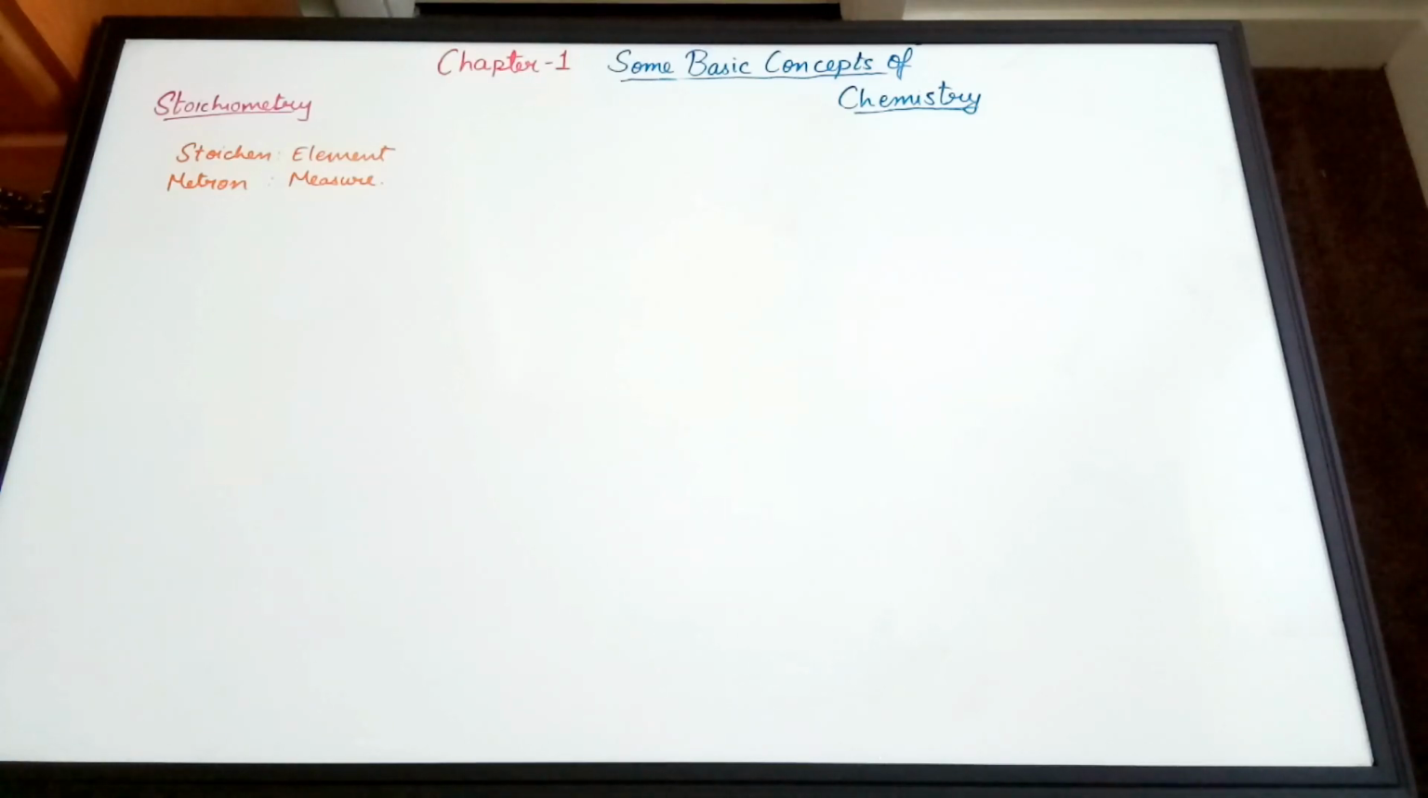Stoichiometry, such a big word, right? So, stoichiometry is derived from two Greek words, stoichen, which means element, and metron, which means measure. In this concept, we will be studying how we use a chemical reaction or an equation to calculate the masses of reactants and products.